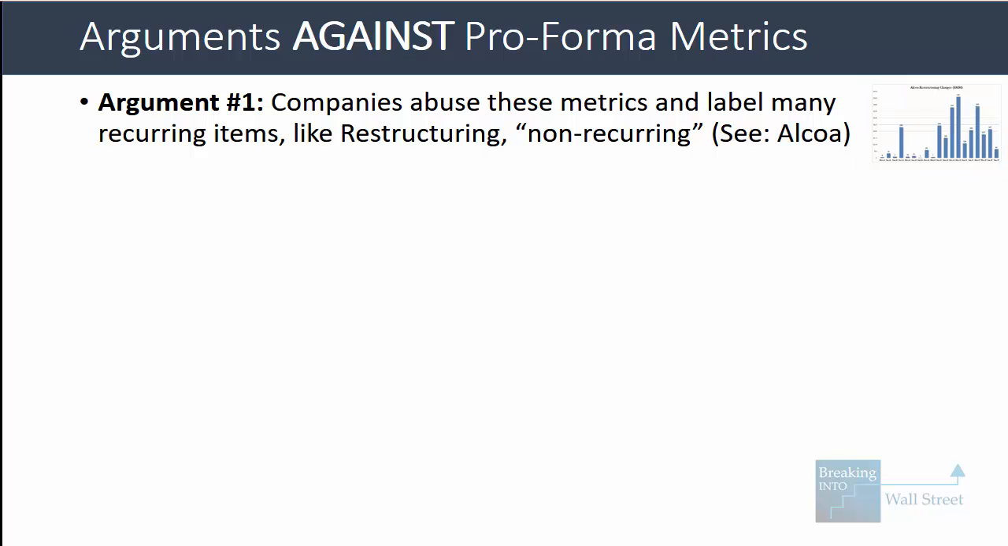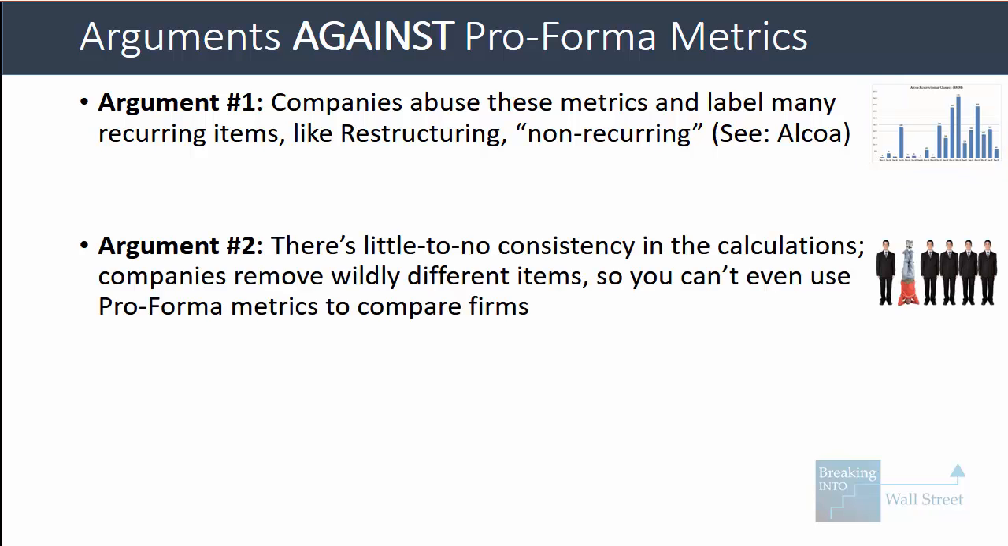And to say that restructuring is non-recurring. Another argument against these metrics is that there's very little consistency in how they're calculated. Companies will remove wildly different items. So you can't even really use these metrics to compare different firms. Some companies might take out restructuring, some companies might take out stock-based compensation, some companies might take out portions of amortization of intangibles or sometimes the entire amount. You have to actually dig through the footnotes and the reconciliation to see what's going on in a lot of cases.